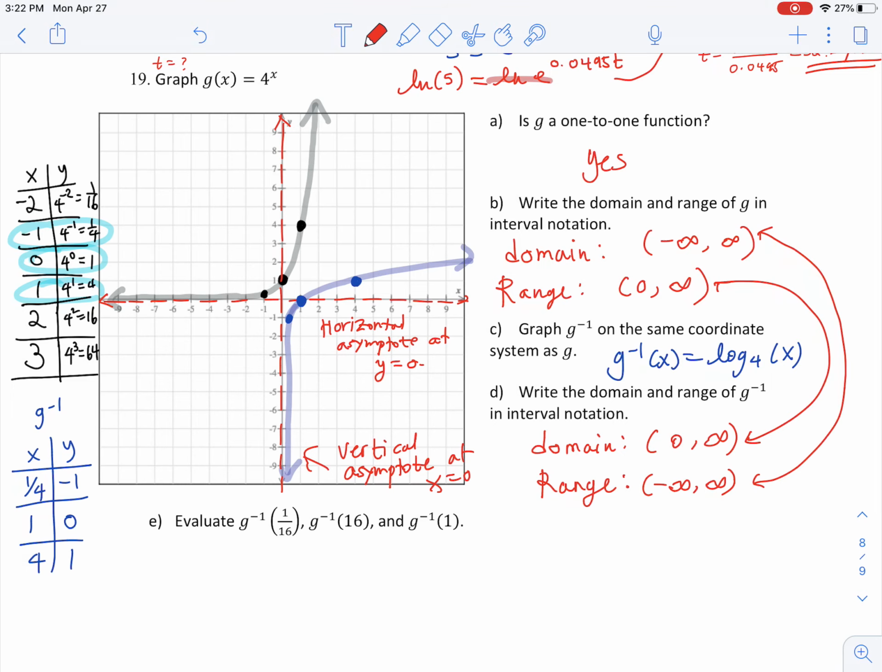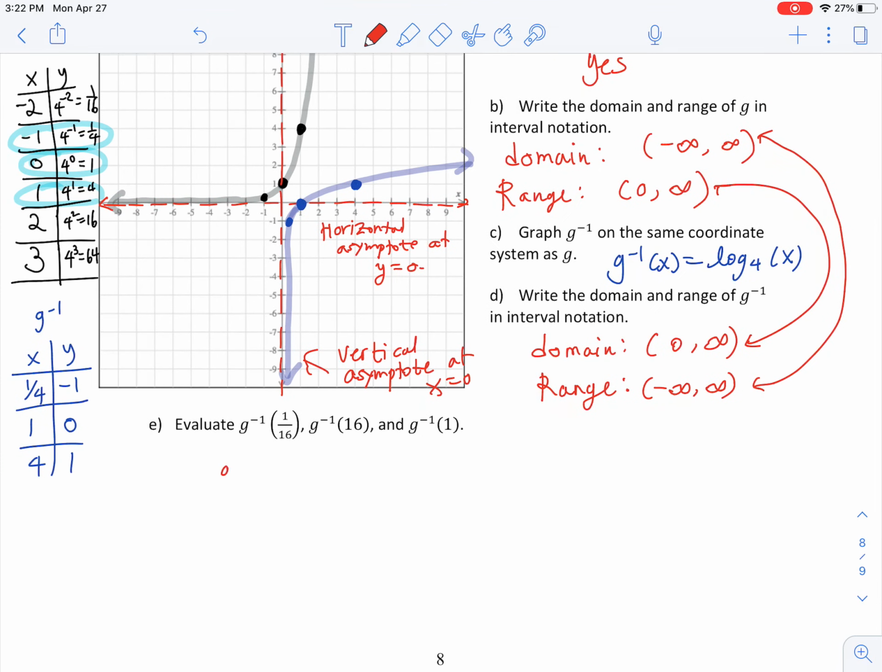Now they want you to evaluate a couple evaluating problems. We'll do that. G inverse of 1/16, G inverse of positive 16, and G inverse of 1. Now, we never really officially wrote this blue logarithmic function with base 4 yet, but I can evaluate a couple of these. Like, for example, this one right here, G inverse of 1 is 0, right? I didn't write G inverse of 16, but we know what x value had a y value of 16. And when x was 2, y was 16.